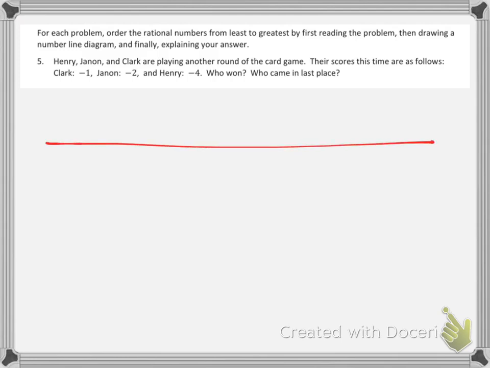If I were to graph this on a number line, well, let's start with 0, and then they're all negatives, so I'm just going to go -1, -2, -3, -4. So -4, -3, -2, -1. There we go. And then I can graph them. Well, Clark is at -1. That's Clark. And Janan is at -2. That's Janan. And then Henry is at -4. Henry.